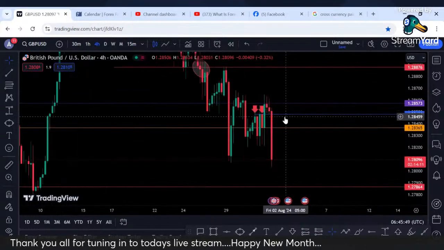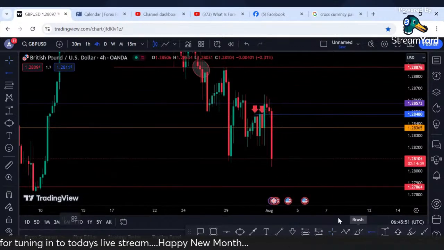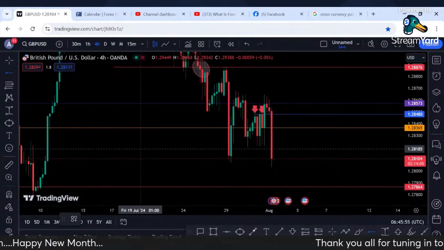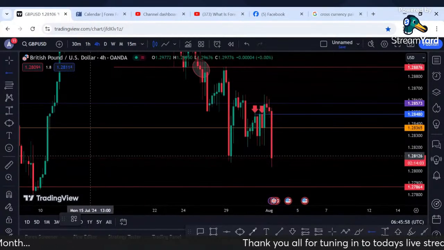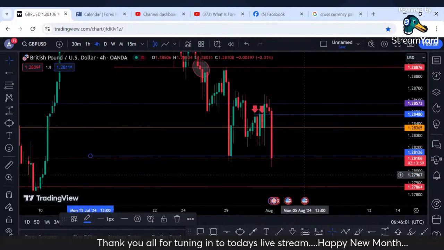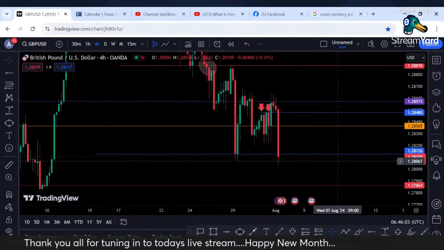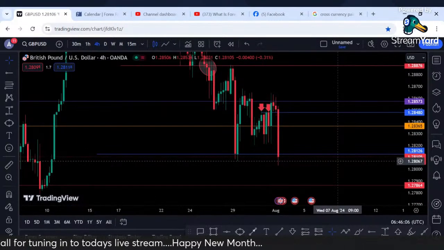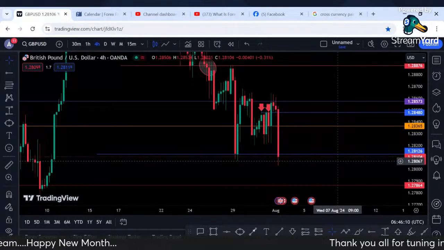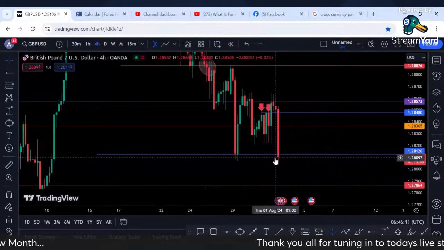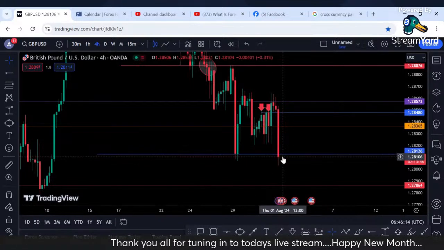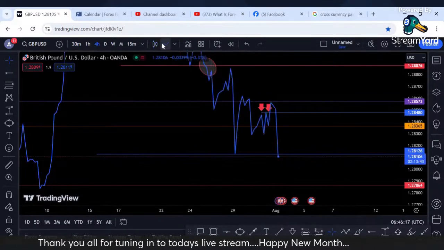So the next target is going to be here. I don't know whether the interest rate is going to be impactful, but it's still going to be impactful because you can't underrate or undermine interest rates. So it's still going to be impactful. So what's going to happen?